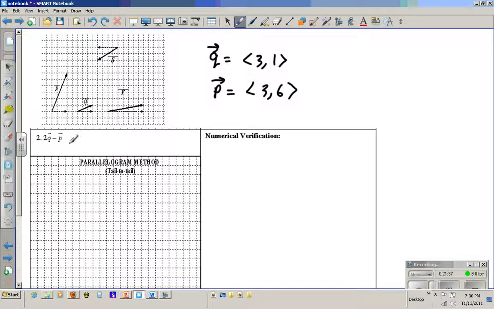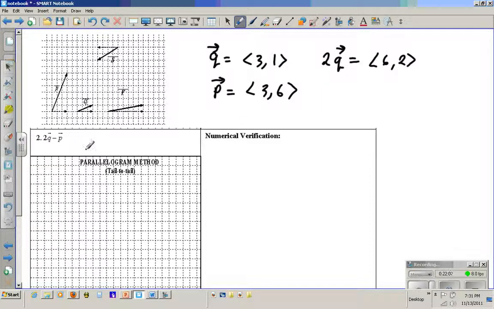Okay, so what does 2q look like? If this is q, then 2q has to be what you get by doubling the vector components. So simply 2 times both of them, right? 2 times 3, which is 6, and then 2 times 1, which is 2. So you basically multiply this by 2 and multiply that by 2.